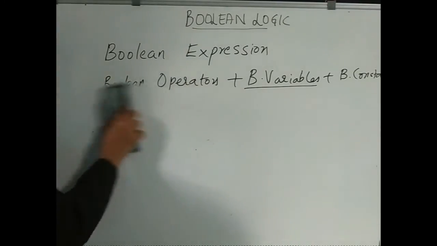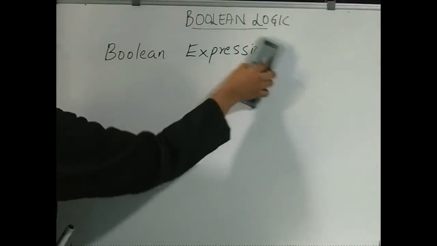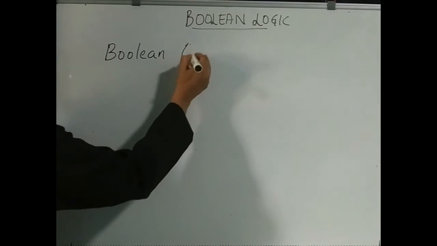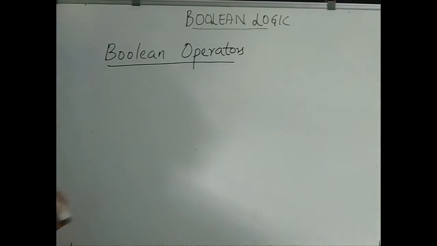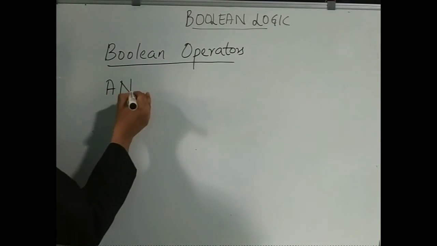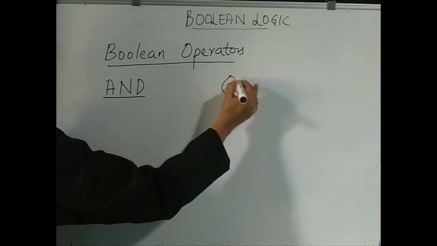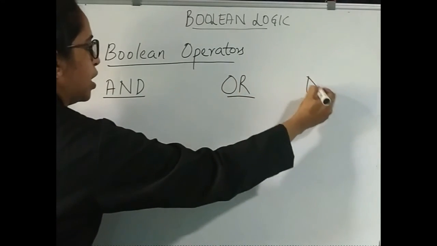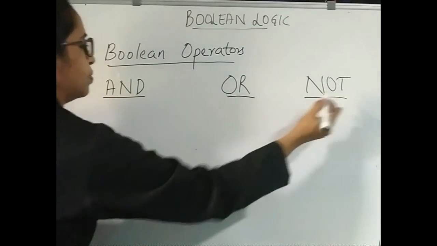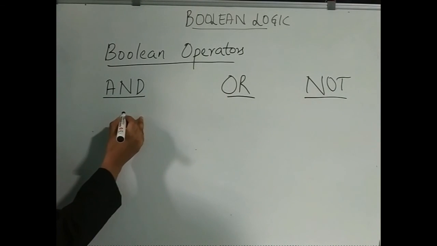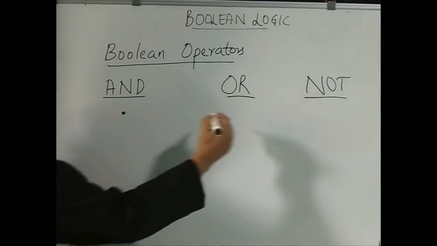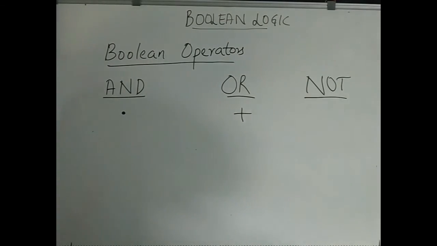Next, we shall see what the different Boolean operators are. They are the AND operator, the OR operator, and finally the NOT operator. These are the three Boolean operators. And how are they represented? AND is represented by the dot operator, OR is represented by plus, and NOT is represented by an exclamation mark.